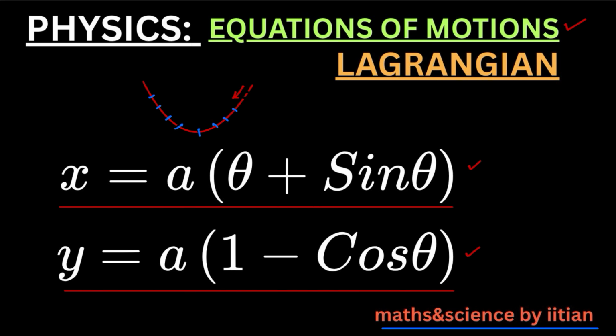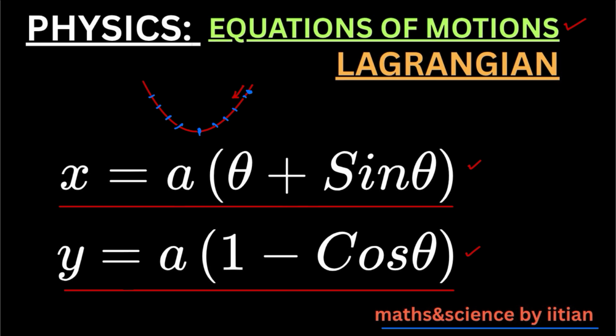Occupying different positions at different times. Here is the bead. After some time it goes here. Then how the acceleration, velocity, time, all these parameters are related. X is given as a into theta plus sin theta. Y is given as a into 1 minus cos theta. How to find out the position of a bead?